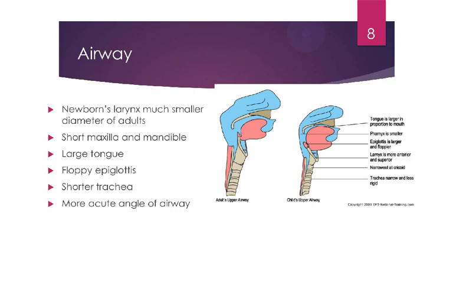So the airways are very different. In a newborn, the larynx is much smaller diameter than adults. And they've also got a short maxilla and a mandible. And they have a large tongue and a floppy epiglottis, a shorter trachea, and a more acute angle of the airway. And it requires a specialist to come and intubate the infants when we have them in ICU. We always call the paediatric team to come and help out.